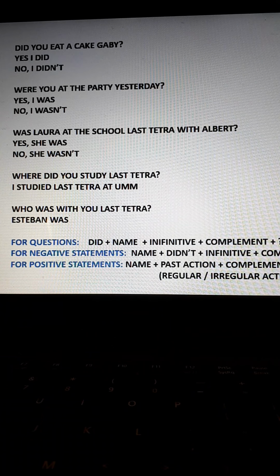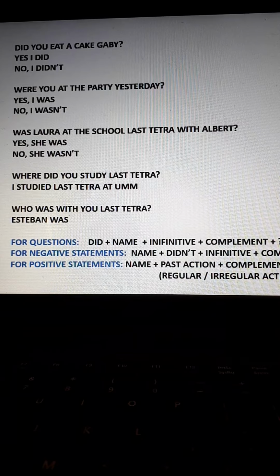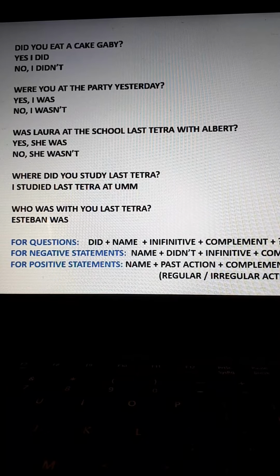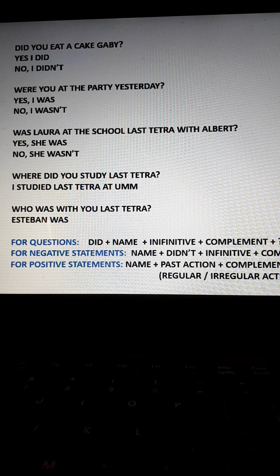And remember that the same happens: did goes with singular and plural names. And remember that the main action is going to be in the base form if you're going to make questions. For example, if you're going to ask with the verb to be, remember that we're going to begin with was for singular or were for plural. Were you at the party yesterday? Yes, I was. No, I wasn't. And the same, the answers are going to be short, yes or no. Was Laura at the school last semester with Albert? Yes, she was. No, she wasn't.